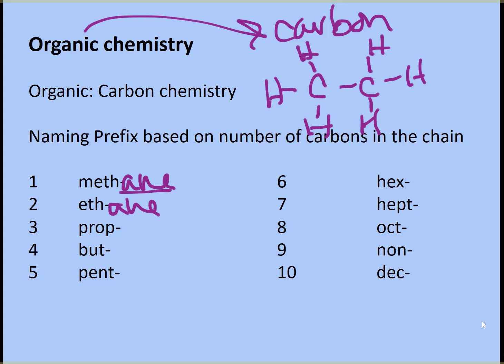So I could just keep adding carbons, and if they're all in a chain, then I could name them. If I were to put a double bond in here like that, well, then I wouldn't have ethane, I would have ethene. So that would tell me that I have a double bond in there.